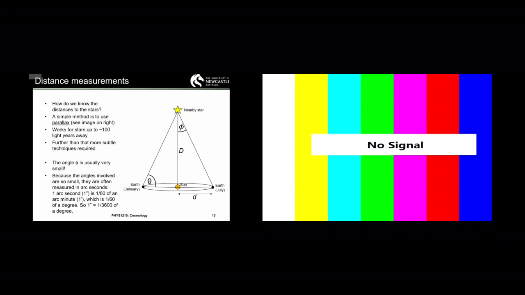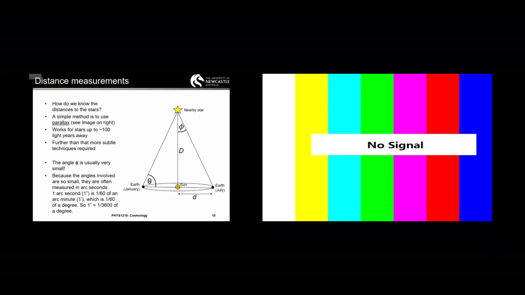Right, so here's a question then. How do we know the distance to stars? Most stars appear as just a point of light. So how can we tell how far away from us the stars are? Not really obvious how you would do that.